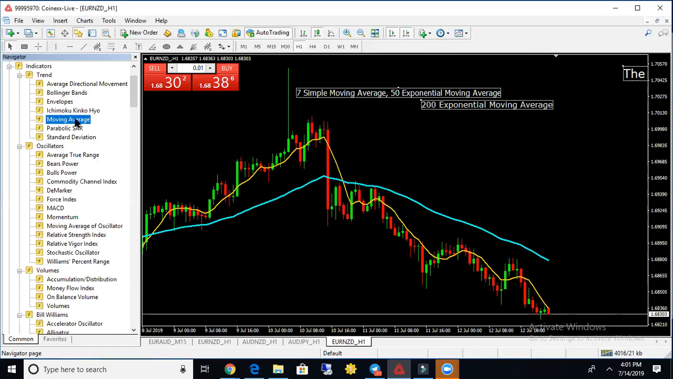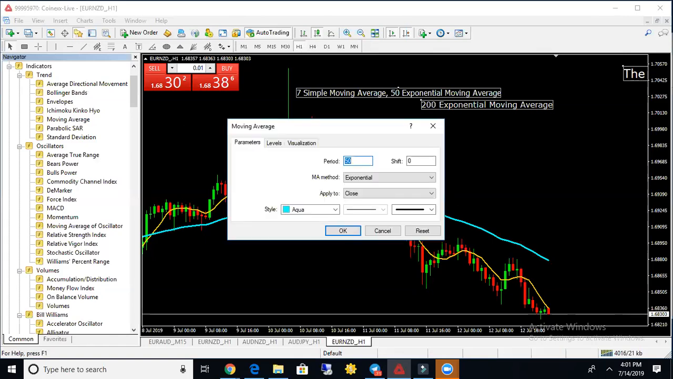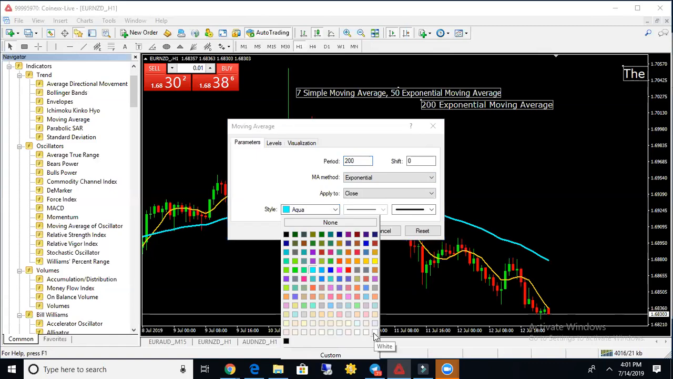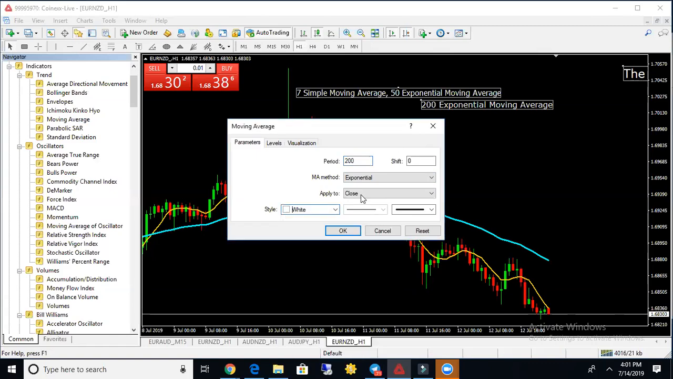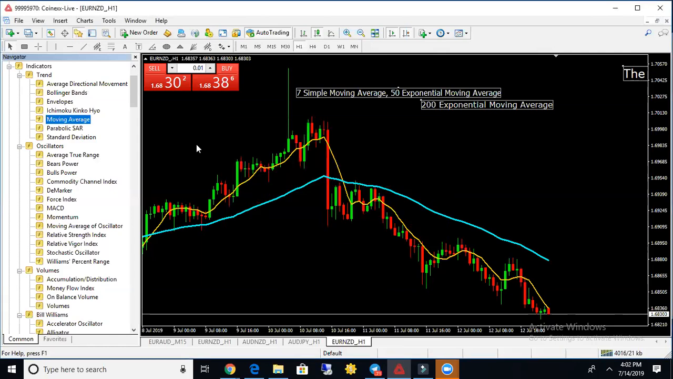Click on moving average again. This time you're going to enter 200. Keep it at exponential. The color is going to be white. And always apply to close on all of them. The thickness, keep it at this third one here. Click OK. Boom, there we have it.